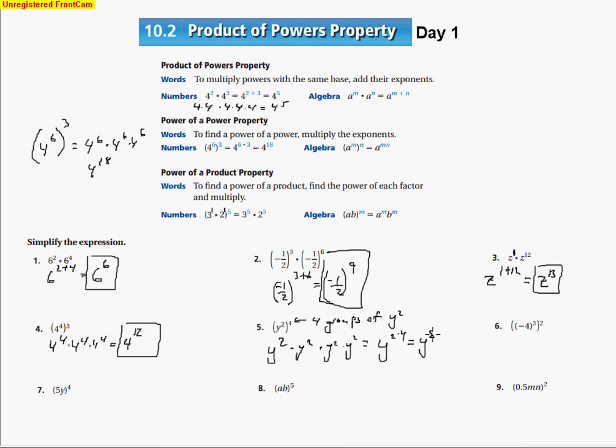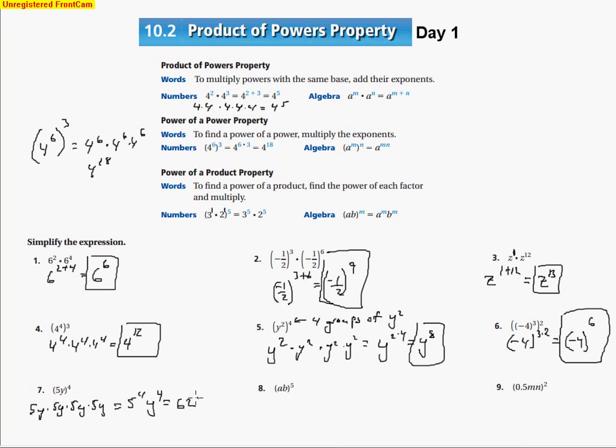And so on this one, we've got negative 4 to the third power. That's the base, but it's all being brought to the 2nd. So I have 2 groups of negative 4 to the third power. So that's going to be negative 4 to the 3 times 2, which makes negative 4 to the 6th power. So on this next one, we've got 5y all to the 4th. So both parts are brought to the 4th power. So again, it looks like this: 5y times 5y times 5y times 5y, 4 groups of 5y. So you can see how we're bringing the 5 to the 4th power, and I'm bringing the y to the 4th power. So that makes a total of 625y to the 4th power if I multiplied that out.